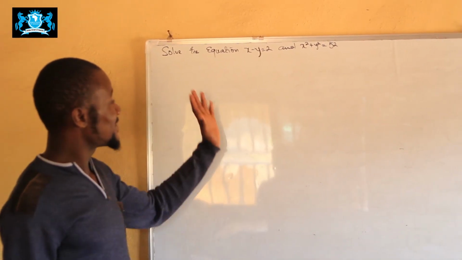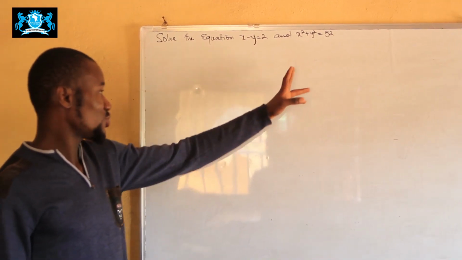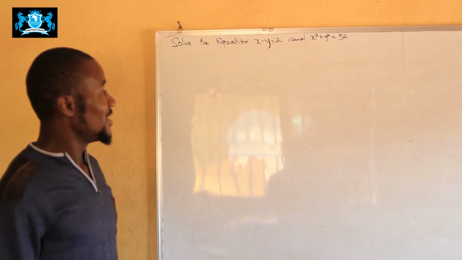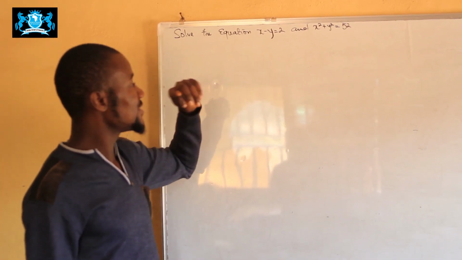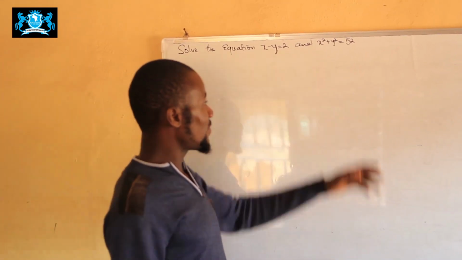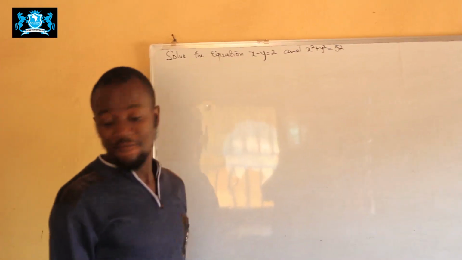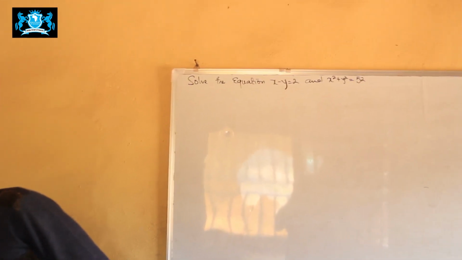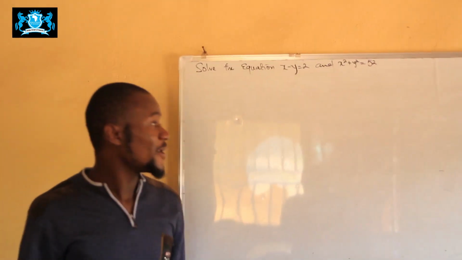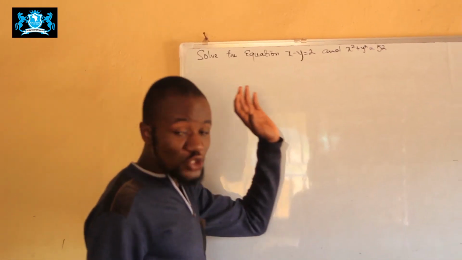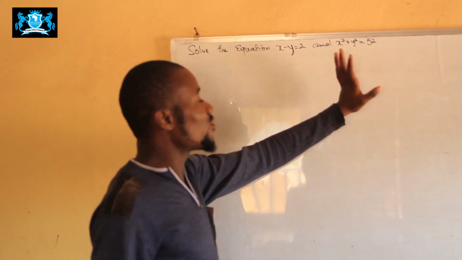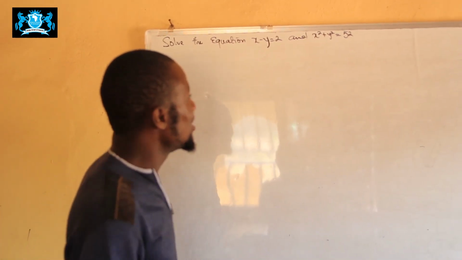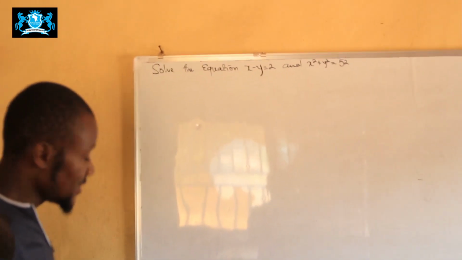Today we'll be looking at a simultaneous equation that has a quadratic equation inside it. Solve the equations x minus y is equal to 2 and x squared plus y squared is equal to 52. Now this is a simultaneous equation and one of the equations is in quadratic form, but nevertheless we are not afraid. We are going to resolve this equation.